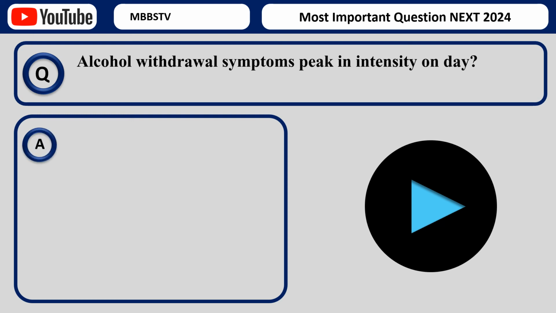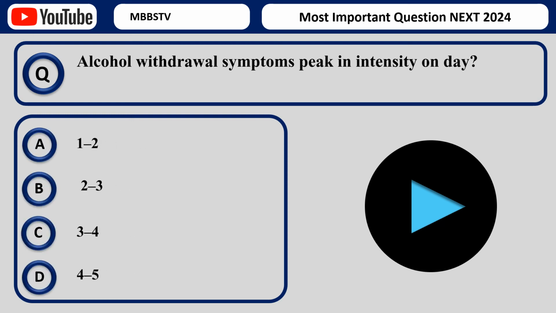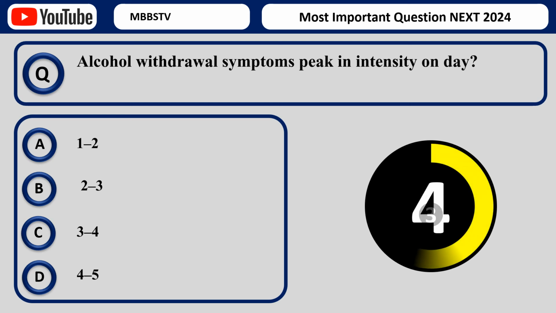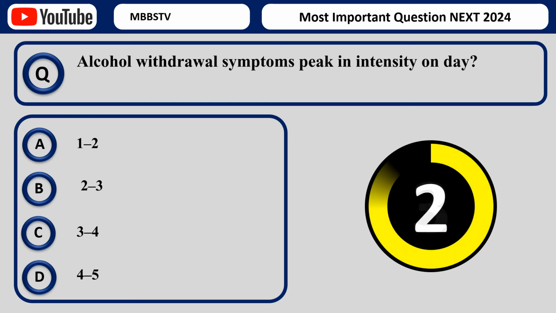Alcohol withdrawal symptoms peak in intensity on day A 1 to 2, B 2 to 3, C 3 to 4, and D 4 to 5. So the correct option here is B, 2 to 3. So alcohol withdrawal symptoms peak in intensity on day 2 to 3.